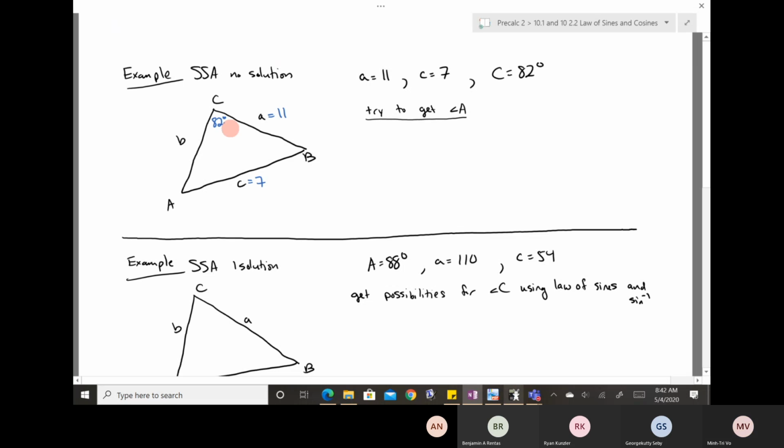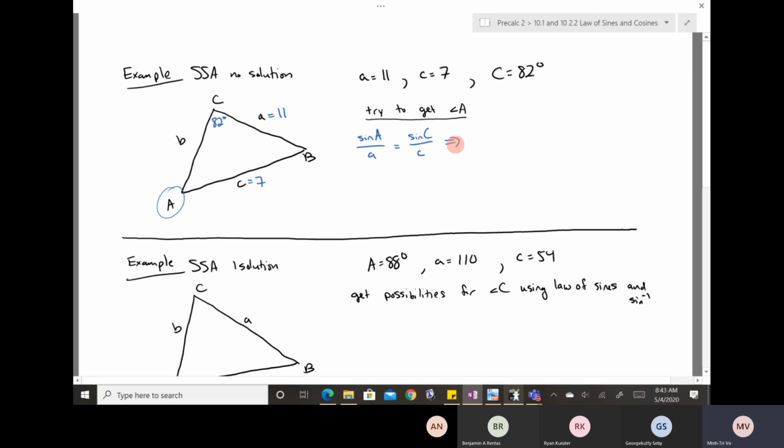Here C is completely known, because we know both the angle and side C, and we also know side A. So let's try to figure out angle A, using the law of sines again. Let me write the law of sines this way: sine A over side A is equal to sine C over side C. It doesn't matter if I put the angle on top or the side on top. Here I put the angles on top.